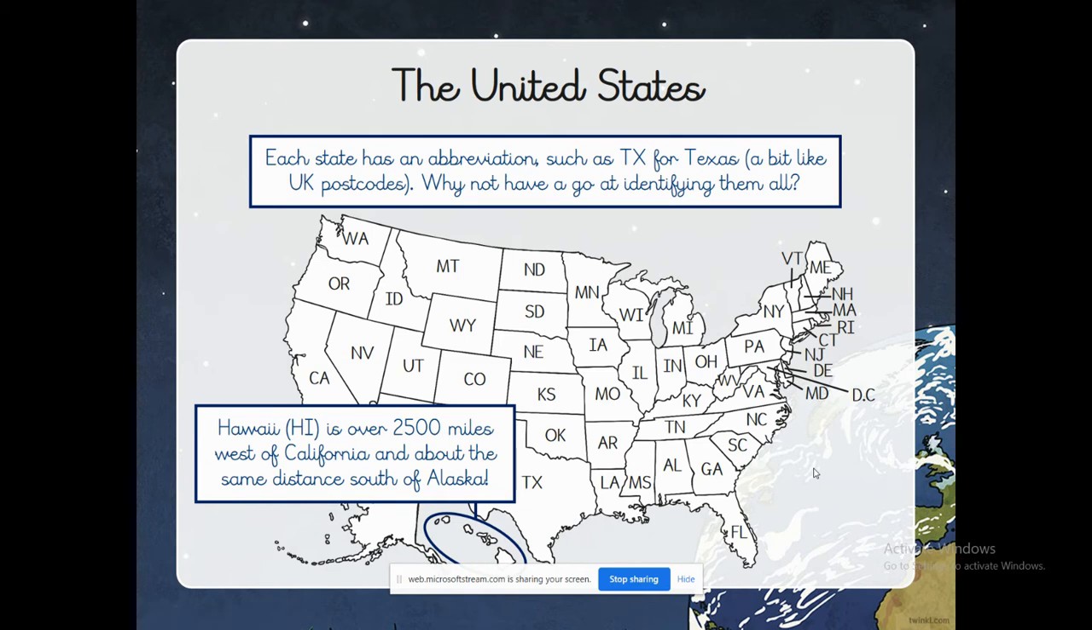Hawaii, represented by HI, is over 2,500 miles west of California, and this is California over on this side, and about the same distance south of Alaska. Alaska's right up at the top. So it is a huge country compared to ours. It's about 3,000 miles from one side to the other, whereas in England, if you were to go from Blackpool to the east coast to the other side, it would only be about 150 miles. So you can see it's such a big country compared to ours.